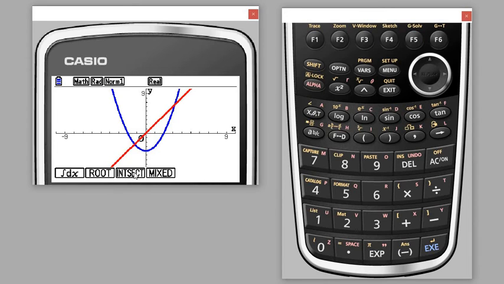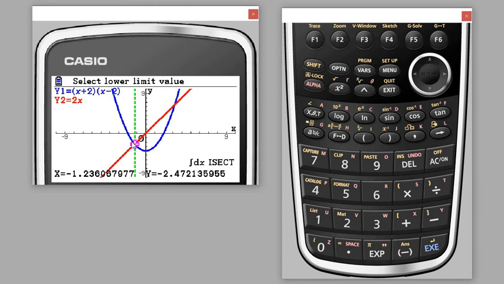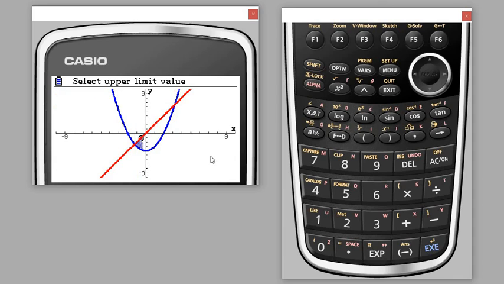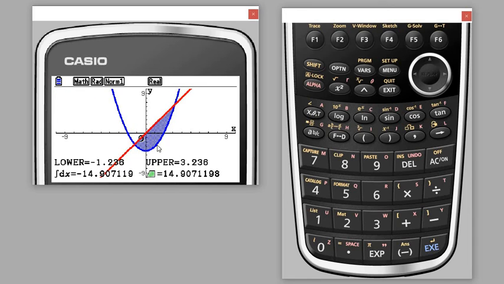This time I want to do it in terms of my intersects. So if I go into intersects, it will find the first intersect of the two functions, press enter, go across, it will find the next intersect, press enter, and then it will find the area between the two. Once again you see the definite integral was negative because it was a negative area, but it gives you the total area over here.